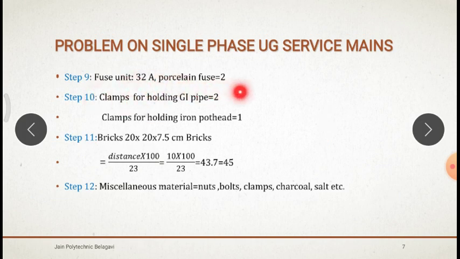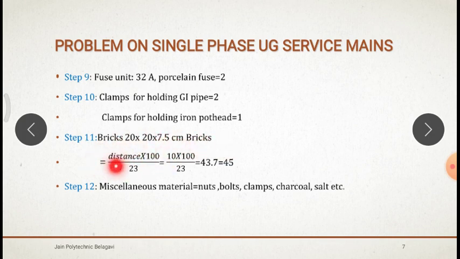We require a 32 amp porcelain fuse unit, 2 of them. The clamps required to hold the GI pipe are 2, and for the iron potted it is 1. Next we require bricks. For the direct link of the underground cable, we have to dig a trench, so we need bricks for that.